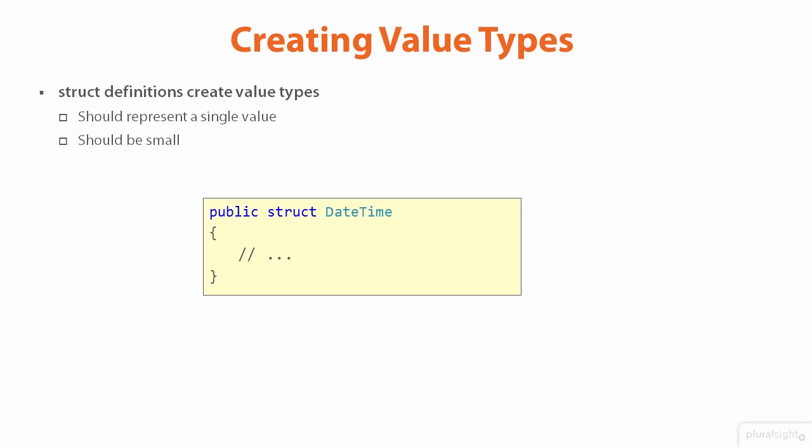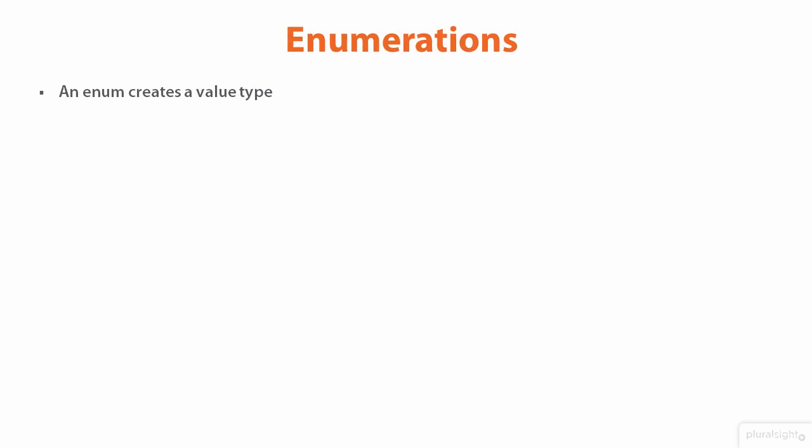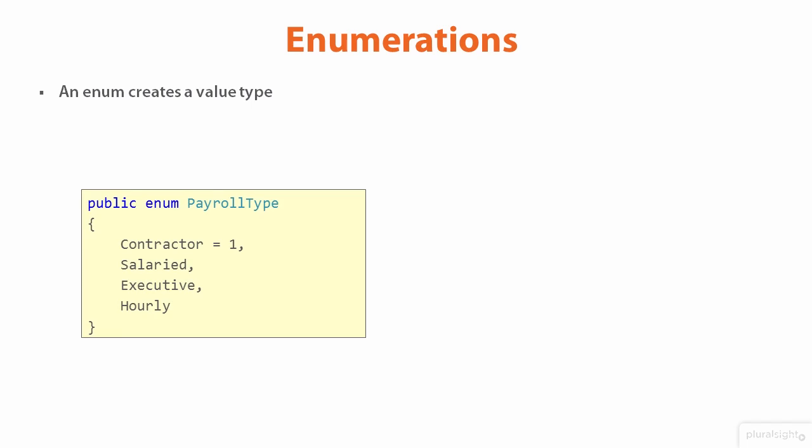Another way to create a value type in C# is to use the enum keyword. An enum creates a type that will only hold specific numerical values. An enum, which is short for enumeration, is a good way to create named constants in your software. So here's a scenario. Let's say we're building an application to pay employees, and we already have an employee class. One attribute we need to track for each employee is how they are paid. Are they paid on an hourly basis? Are they salaried? Are they an executive? One way to represent those categories would be to give each category a number. So an hourly employee has a payroll type of 4, and a salaried employee has a payroll type of 2.